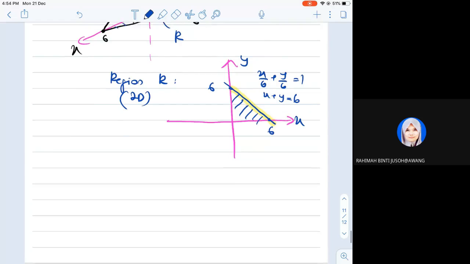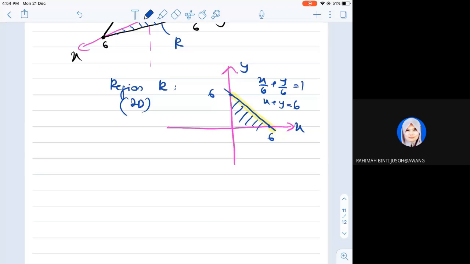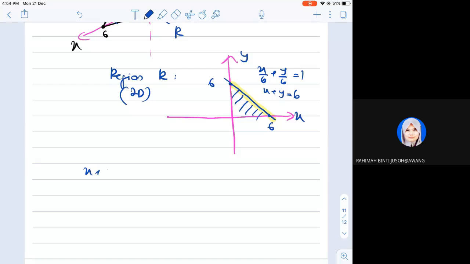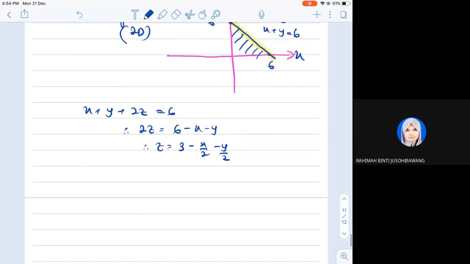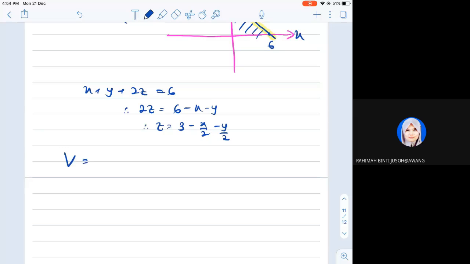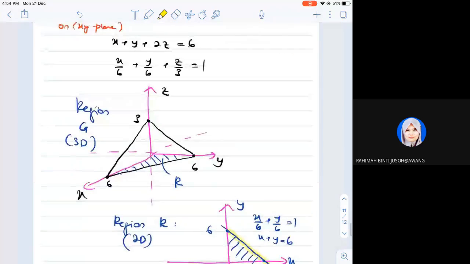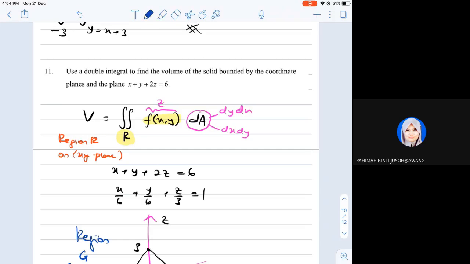Okay, so now we need to calculate the volume. Okay, before that we need to find the Z. Okay, X plus Y plus 2Z equals to 6. Therefore, 2Z equals to 6 minus X minus Y. Therefore, Z equals to, divide by 2, we have 3 minus X over 2 minus Y over 2. Okay, so kita punya volume akan jadi double integration. Alright, and then Z. So, this is your Z. Okay, kat tengah-tengah tu tadi Z kan, formula dia kan? Ni.